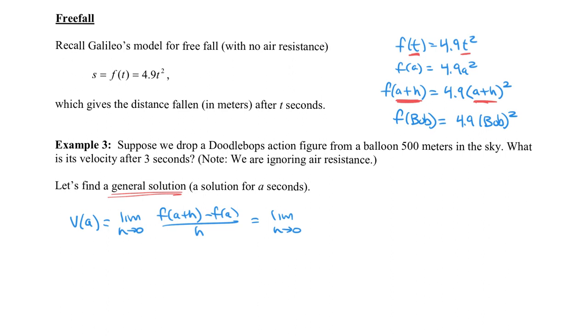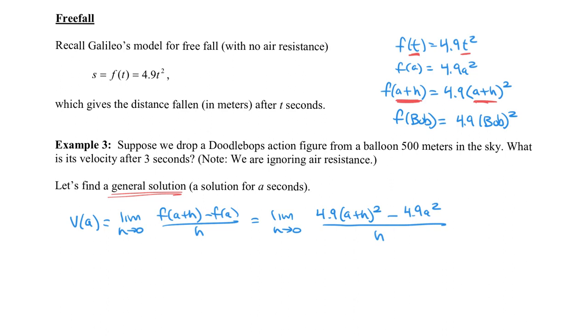f of a plus h is going to give us 4.9 times a plus h squared, right? So that's this part. Then we have to go minus. Automatically put the minus there. And now put f of a, which is 4.9a squared, all over h.